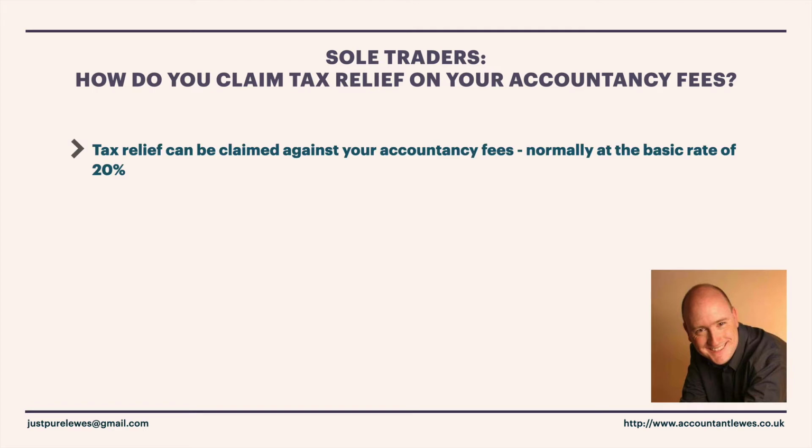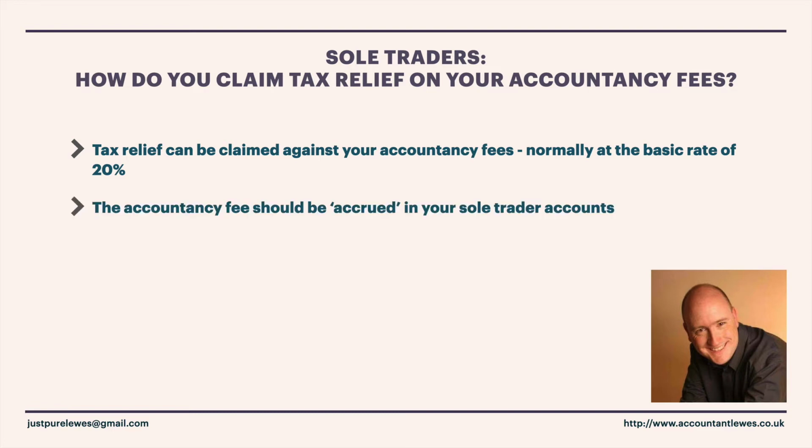So, usually tax relief can be claimed against your accountancy fees at the basic rate of 20%. Now, most sole traders will pay tax at the basic rate of 20%. So that means that their accountancy fees can be claimed against their income, giving them tax relief. So hopefully that makes sense. So basically 20% of your accounting fee for the year can be given tax relief, so that will reduce your tax bill, the amount you pay to HMRC, simply because you've put your accountancy fee through your accounts.